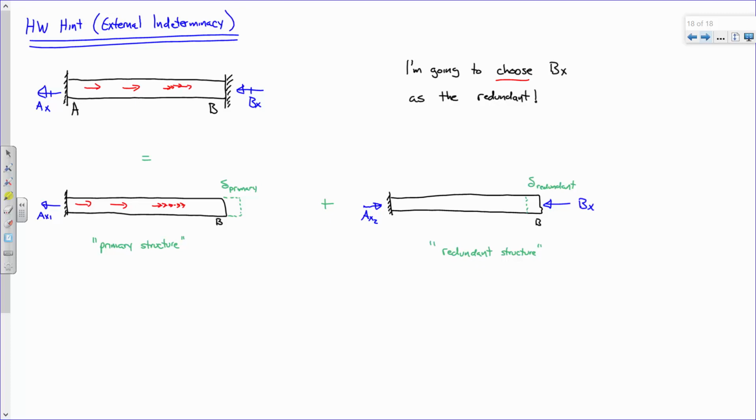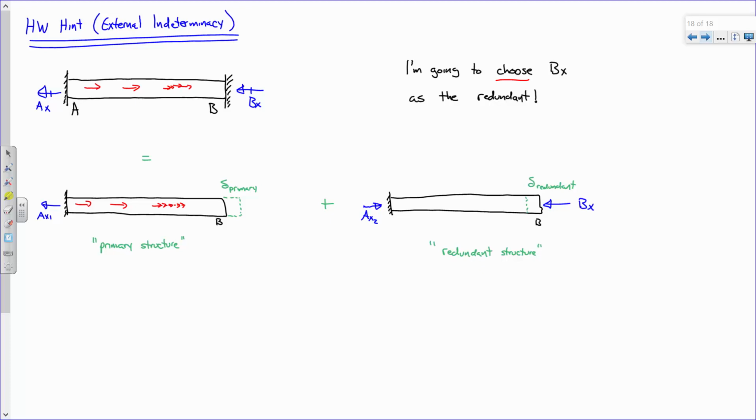So that's going back to your question about whether Ax is on the primary or the redundant, and I'm going to say it doesn't really matter, because once you've got Bx, you're going to go back to the original structure to get Ax. Does that answer your question? Is everybody else okay with that? What I am saying is you're going to have to do that on the homework assignment. So that's sort of where the homework hint is. Any questions? It's not too bad, right?